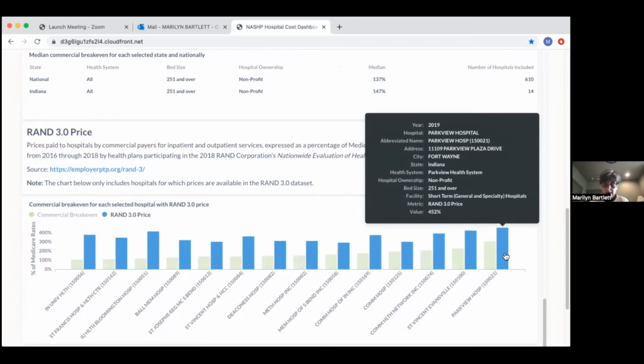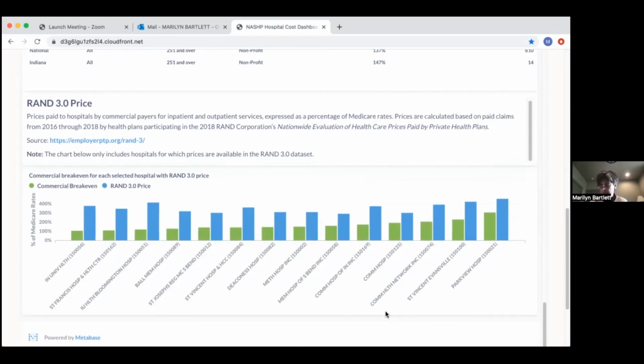We worked with RAND to make sure we were comparing apples to apples, because the typical RAND pricing includes the physicians, and we were able to work with them to get the exact calculation to match. So this is inpatient, outpatient care only, and you can compare by hospitals.